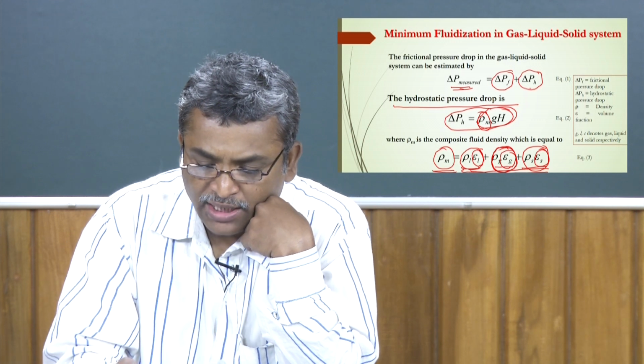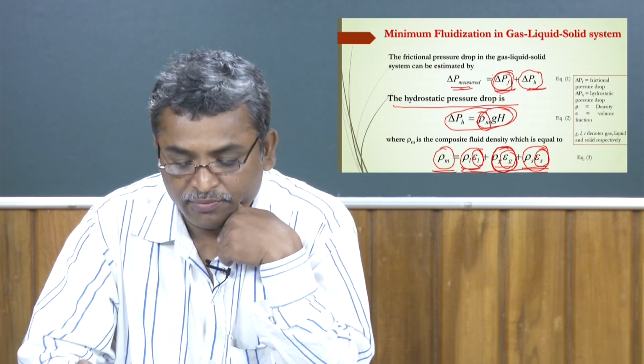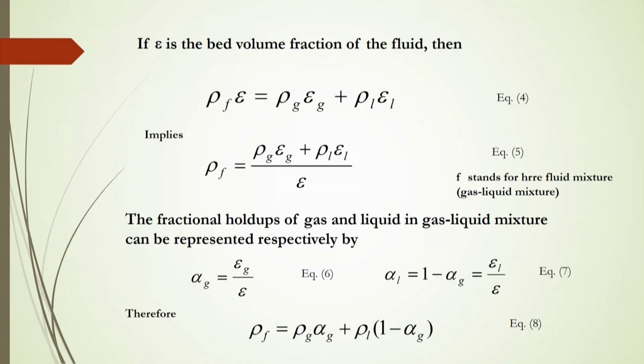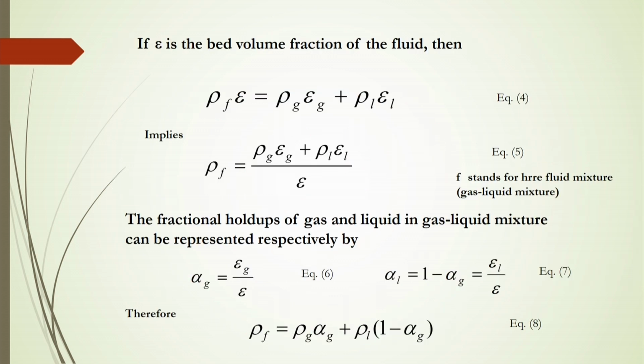So, once you know this hydrostatic pressure, what should be the frictional pressure drop? The frictional pressure drop will be equal to the measured pressure drop minus delta P_H, that means here the hydrostatic pressure drop. Now, if the void of the bed is known, considering only the fluid part, what should be the density of the fluid?